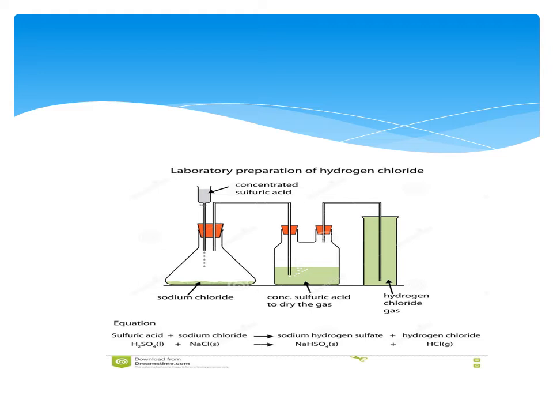Here is the experimental setup for the laboratory preparation of hydrogen chloride. The procedure is you have to place some common salt in a flat bottom flask and pour concentrated sulfuric acid through the thistle funnel. On heating the mixture gently, HCl gas is evolved.